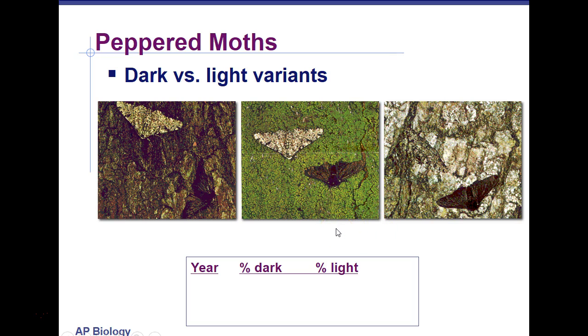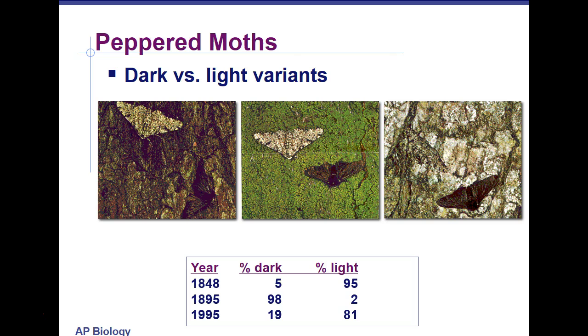So let's look at some information that was gathered over a period of about 150 years. Starting in the 1840s, sampling of moths in England's forests found that about 95% were the light variety, 5% the dark. 50 years later, 98% are dark and only 2% are light. Interesting reversal there. And about 100 years after that, by 1995, we've got 19% dark, 81% light.